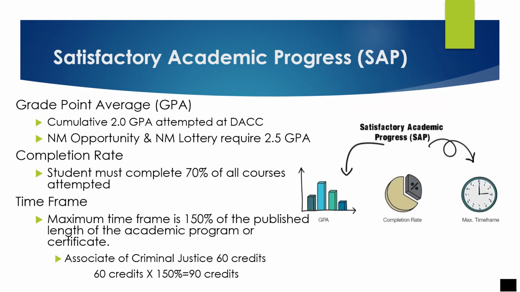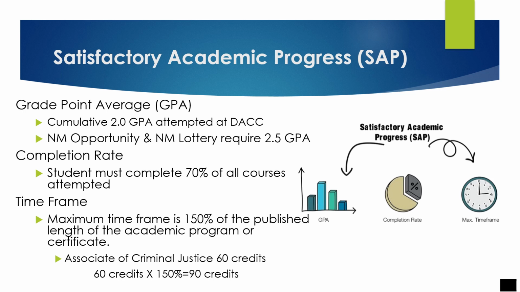For students receiving federal financial aid, they must also meet Satisfactory Academic Progress, or SAP. SAP includes GPA, completion rate, and time frame. A student's grade point average must be a cumulative 2.0 or better. However, if a student is receiving the New Mexico Opportunity or the New Mexico Legislative Lottery scholarships, the requirement is to maintain a 2.5 cumulative or better.